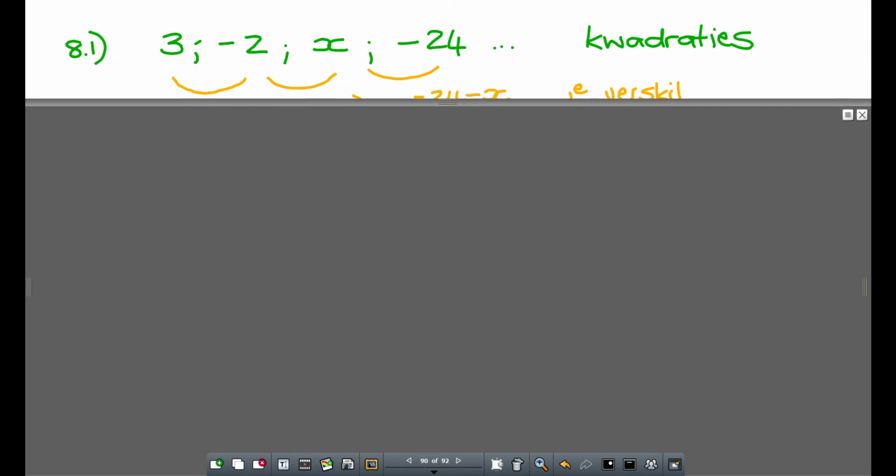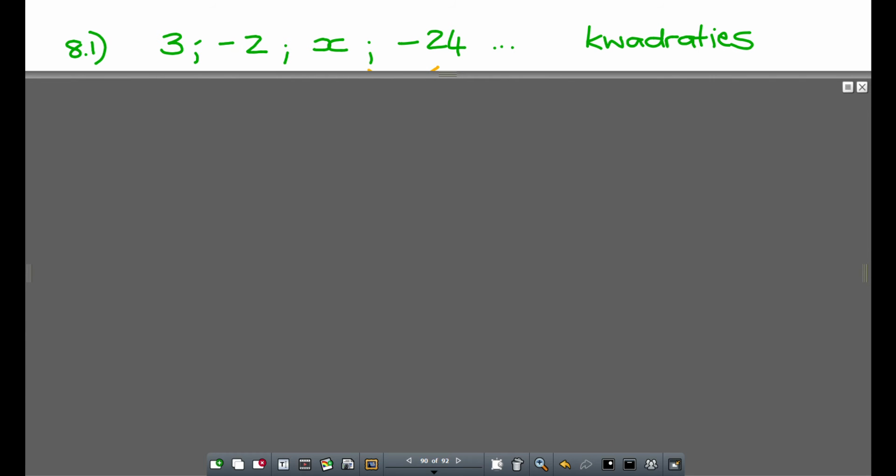the next one. Okay, hier gee hulle vir my die volgende ry en dan sê hulle vir my dis kwadraties. It's quadratic. Now what do we know about quadratic? Wat weet jy van 'n kwadratiese ry? Die tweede verskil is dieselfde. Okay, so that's what we're going to work with. Nou sê hulle vir my bereken vir X. Okay, now the only thing that we know is second difference will be the same.